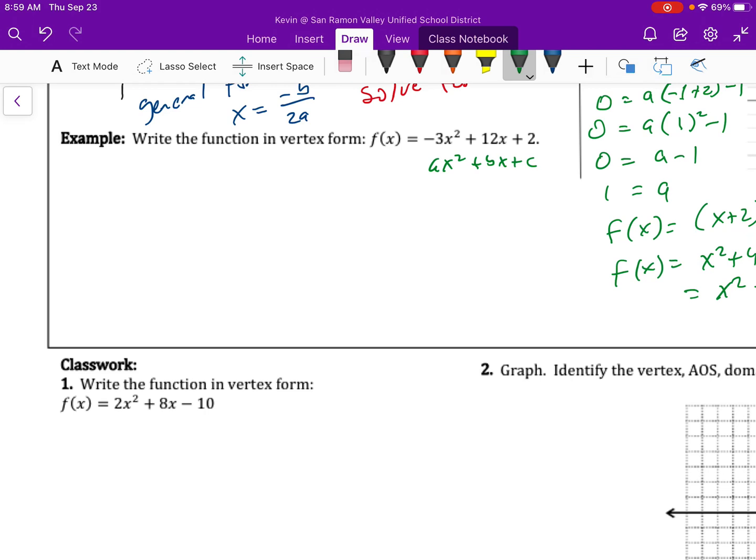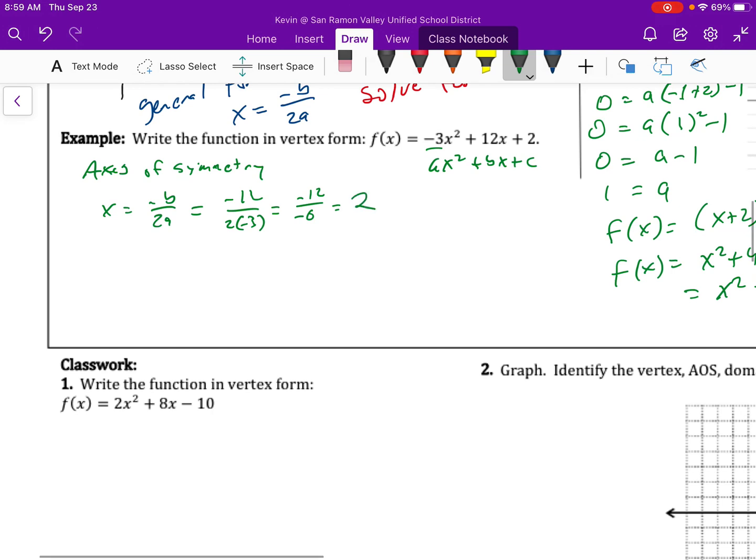And the first piece of our vertex is the x value, which we would find with our axis of symmetry. We find that when it's in general form by taking negative b over 2 times a. So our b is 12, so negative 12 over 2 times negative 3. Negative 12 over negative 6 equals 2. That's the x value of our vertex.